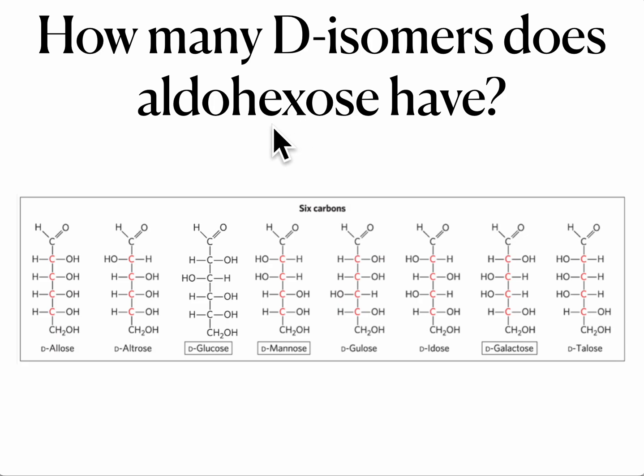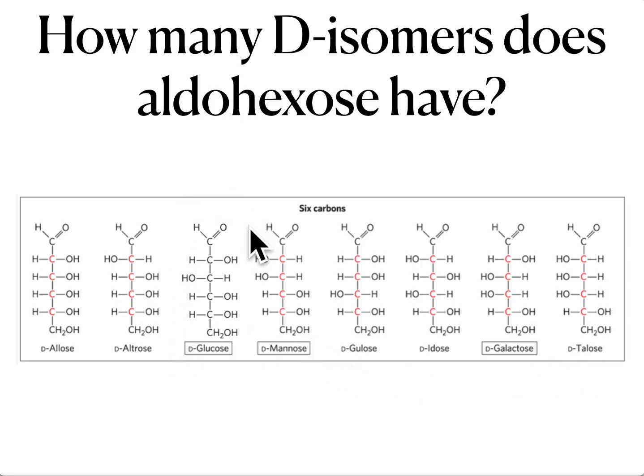Aldohexose doesn't mean glucose, all right? Aldohexose just means a monosaccharide that has a 6 carbon chain with an aldehyde group. And glucose happens to be one specific isomer of this aldohexose. As we can see here, as I said before, there will be 8 D isomers, so there will be 8 different names for the D isomers of aldohexose, right?